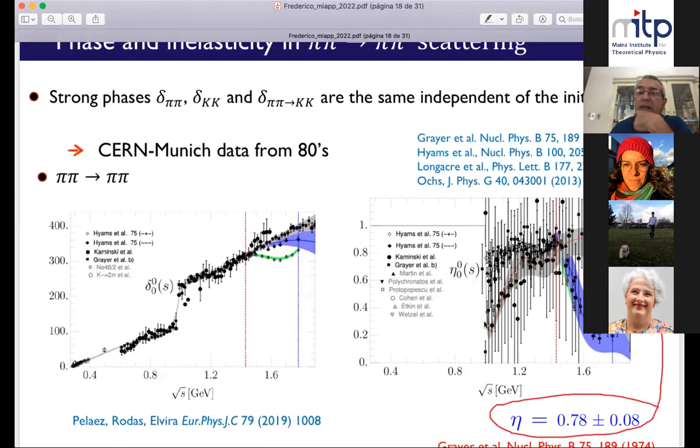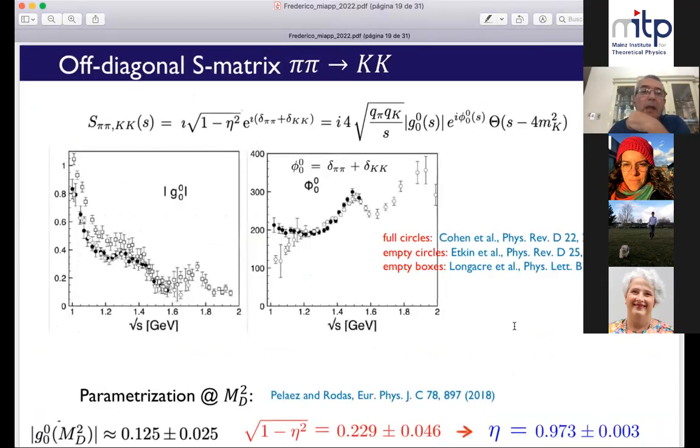Okay, so these are the phase shifts for pi-pi scattering, and this is the inelasticity. So it's a crazy thing. But anyway, there is one data point that gives us an inelasticity of 0.78 by Grayer. And this was a direct observation of the pi-pi to KK scattering. And this gives you essentially the modulus of the off-diagonal S matrix. And here we have access to the sum of the phases.